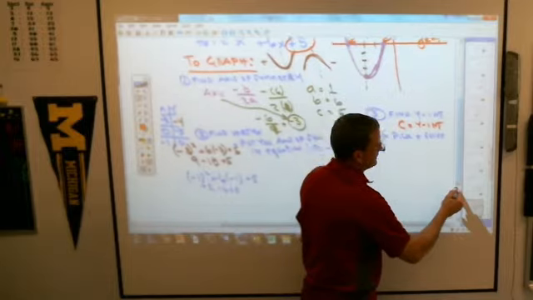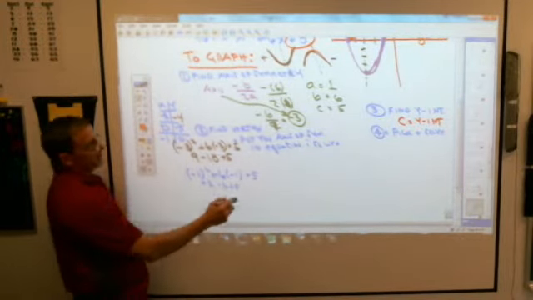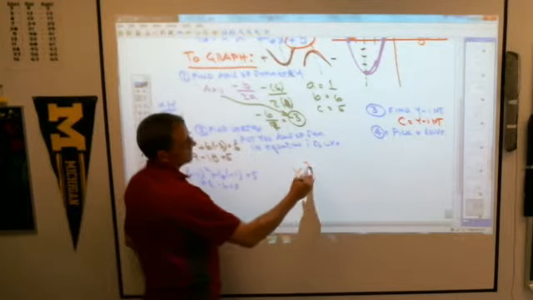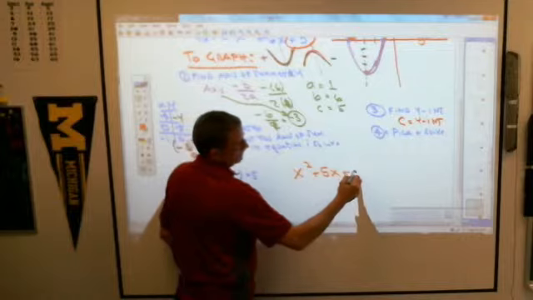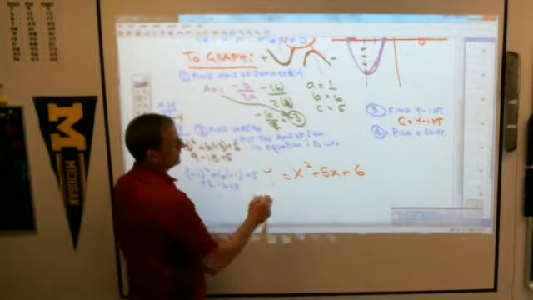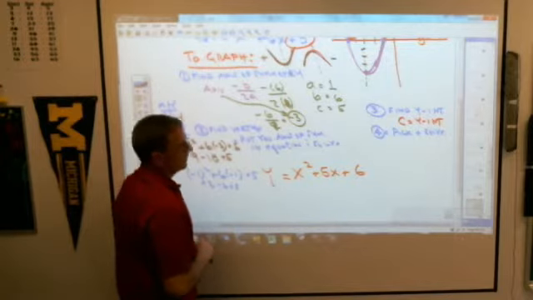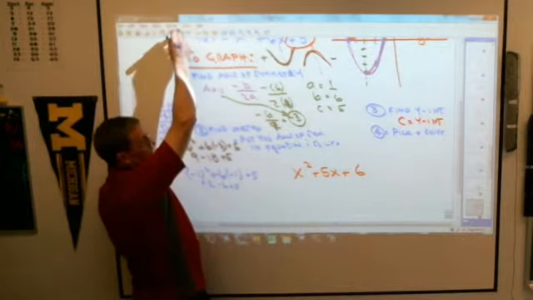Which, ironically enough, just to throw that at you again, take a look at this. I had x squared plus 5x plus 6. Was it 6? Yes. Equals, let's just put y. Plus 6x plus 5. Well, somebody told me wrong.